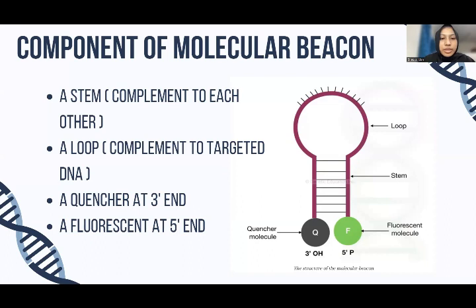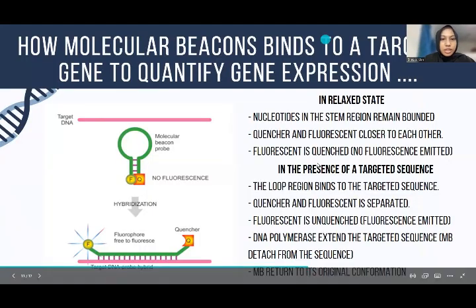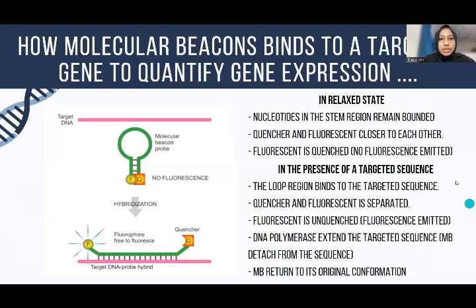So a molecular beacon consists of a stem that contains nucleotide sequences which complement each other and are connected to the quencher and fluorescent. Next, a loop complementary to the targeted DNA sequence, and the quencher at the 3 end and fluorescent at the 5 end. In a relaxed state where there is no targeted DNA present, the nucleotides in the stem region will remain bound, which causes the quencher and the fluorescent to be close to each other. In this position, the fluorescent is quenched, thus no fluorescence will be emitted.